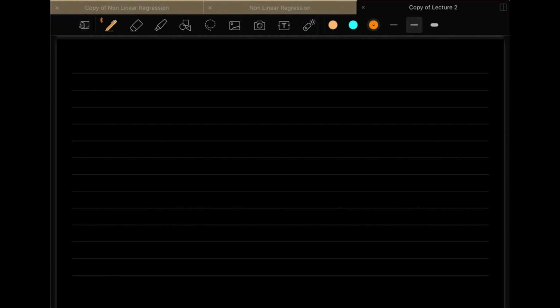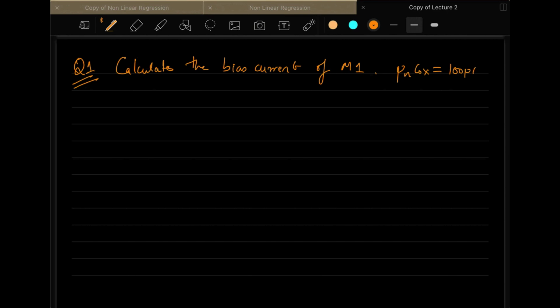So to start with, I'll write one question here, and I will ask you some questions in this. So this class will be more of an interaction session. So the question is, calculate the bias current of M1. Calculate the bias current of M1. You are given mu n COX as 100 microamperes per volt square, and your VTH of this device is 0.4 volts.